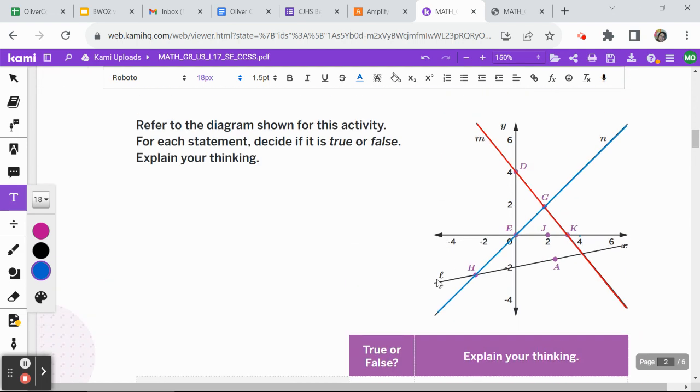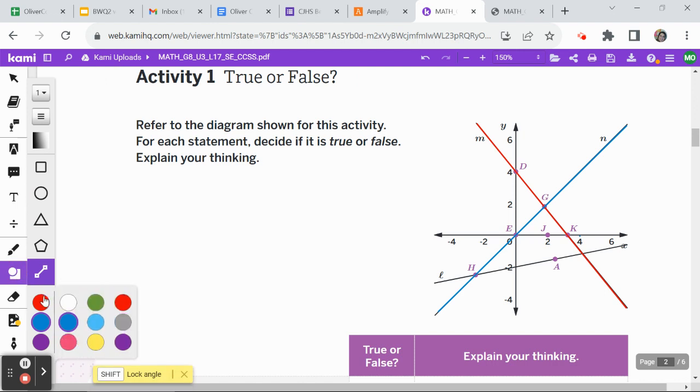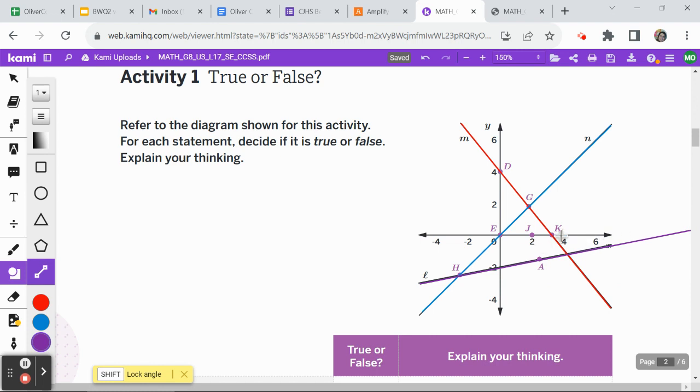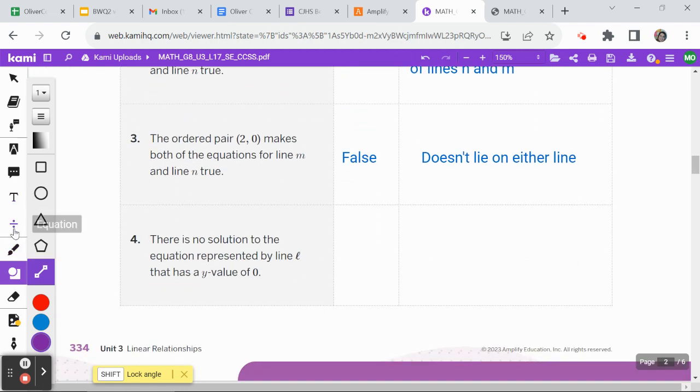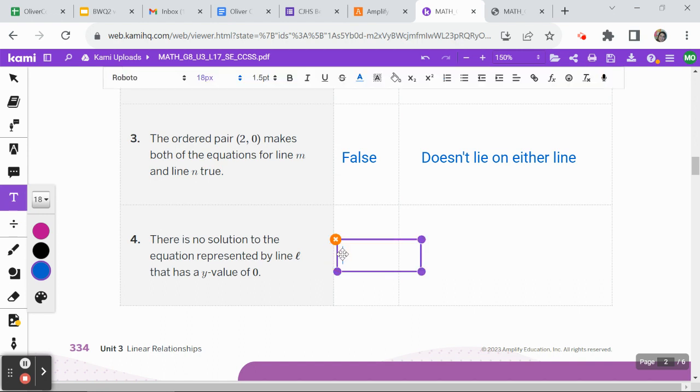Okay, so we gotta find L. Here's L. And they want y to equal 0. Well, remember, lines go on forever. So if I was to take this point here and keep going and going and going, eventually it is going to cross over here. So there is an ordered pair. If we knew the equation to that line, we could find it. So this is a false statement. There is one. Okay.